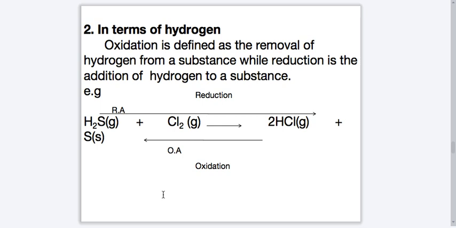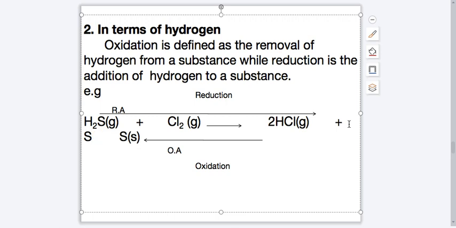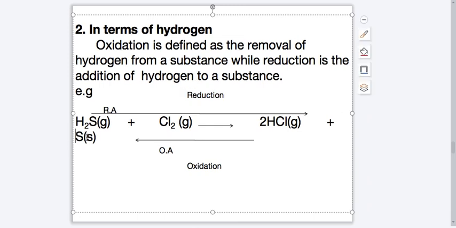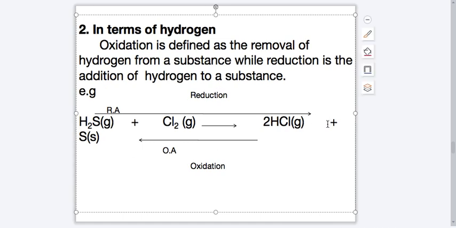An example here is H2S plus Cl2 to give 2HCl. H2S is losing hydrogen to become, plus sulfur. Sulfur should be here. You have H2S plus Cl2.